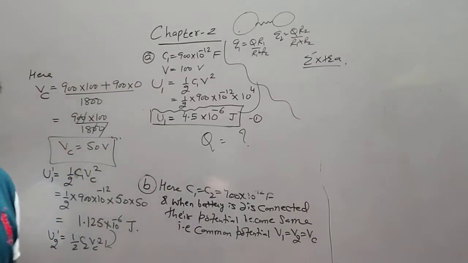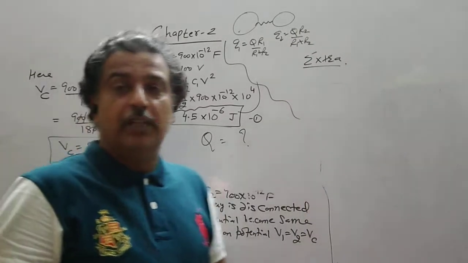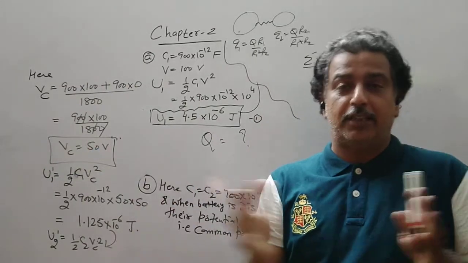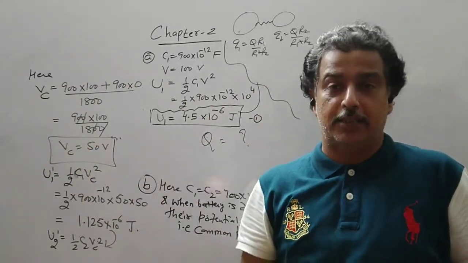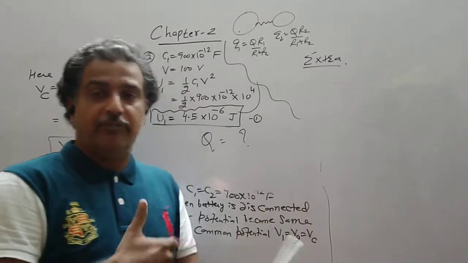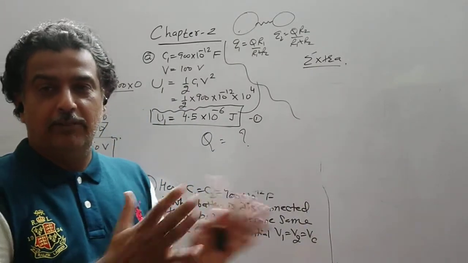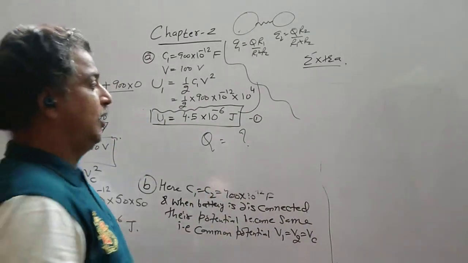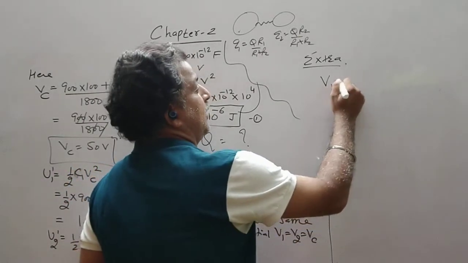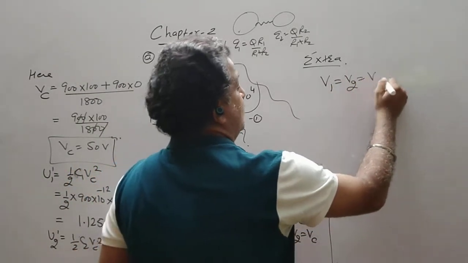You have done this. Now what will happen when one capacitor is connected to a battery, it is removed and the another capacitor is connected. Now charge may be same if it is identical. Same means they will be divided half. Suppose they are not divided in half. So V1 is equal to V2 is equal to Vc.